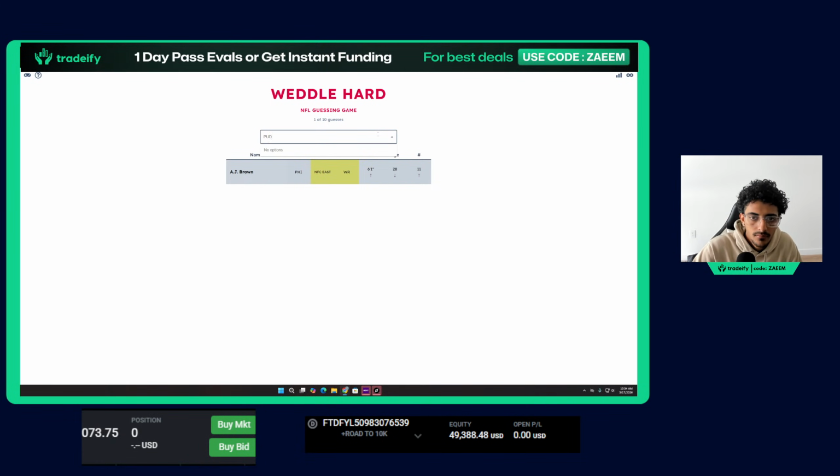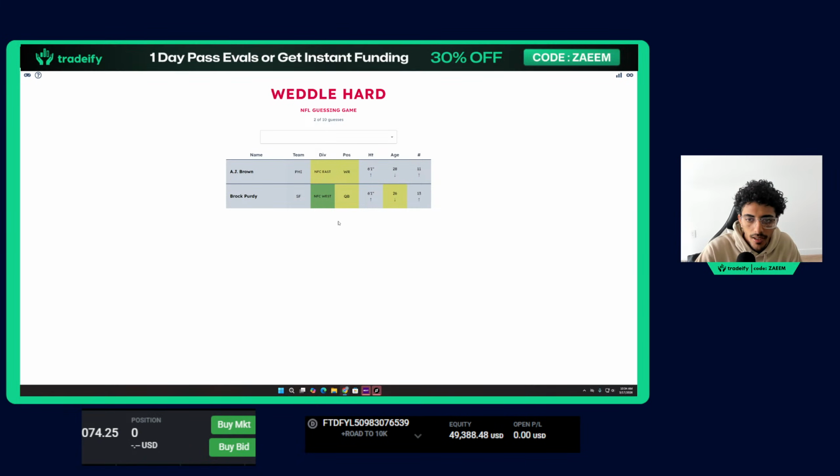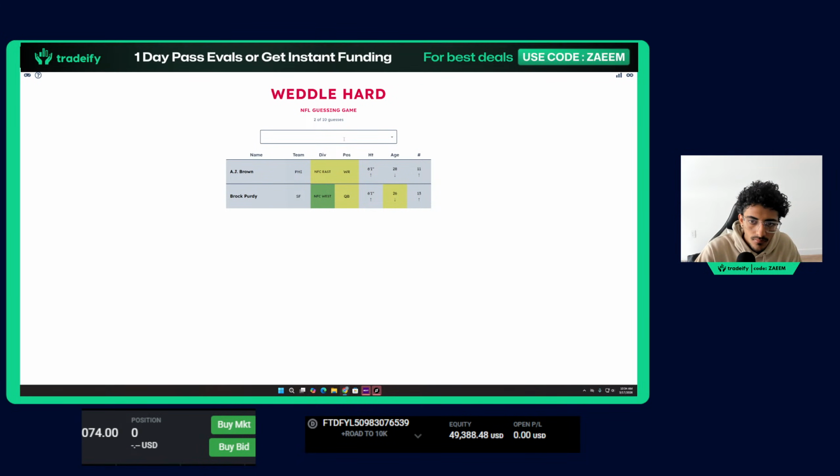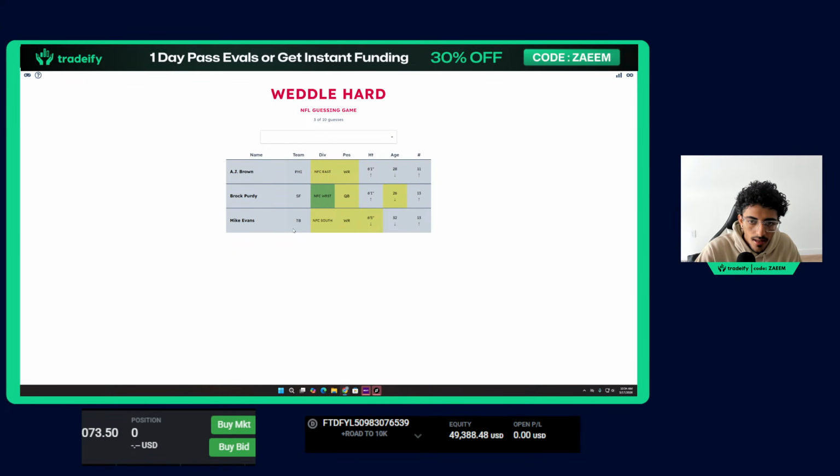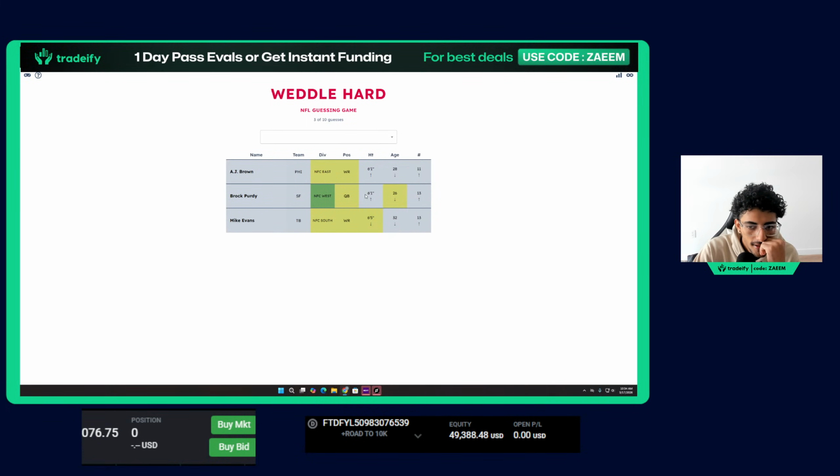Purdy. Okay, NFC West. Not a QB. Younger than 26. Okay, well, he was on the NFC West. Okay, I'm so stupid. Either the Seahawks, Rams, Niners, or the Cardinals. Shorter than 6'5". NFC West.